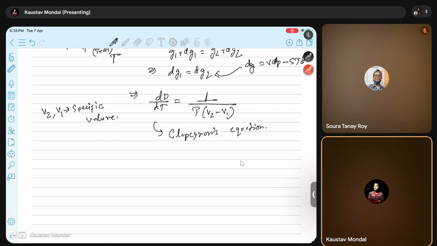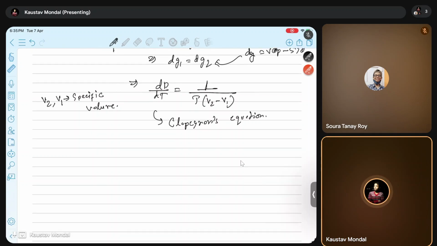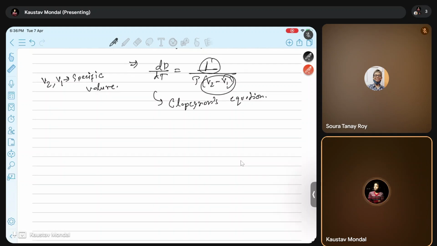That means if you know the difference between the specific volumes of the two phases and the required latent heat, from that you can draw this phase diagram by calculating L and V2 minus V1 for any kind of phase transition, for any kind of material. You can basically draw their phase diagram in a PT plot. Next, we'll discuss the integral form of this equation.